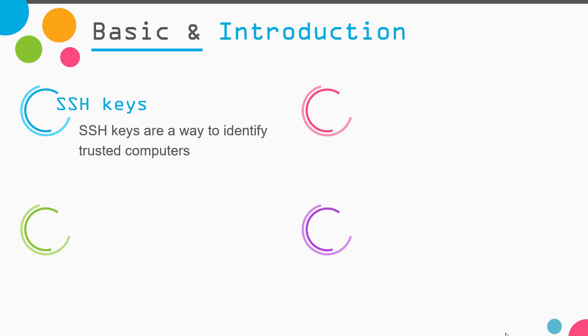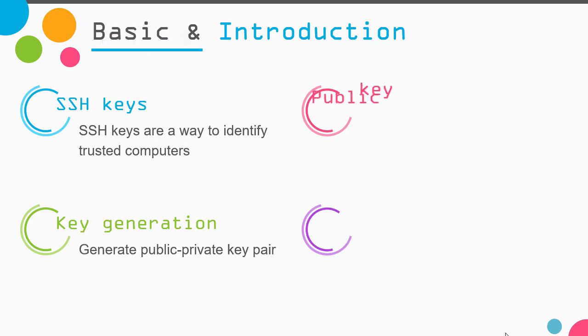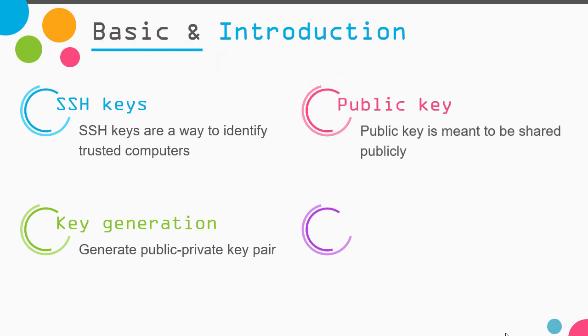To achieve SSH authentication, we need to generate a public-private key pair. Now let me explain what is meant by private and public key pair. We'll show how to generate those keys in subsequent lectures. Public key is meant to be shared publicly. The public key is what its name suggests. It is made available to everyone via a publicly accessible repository or directory.